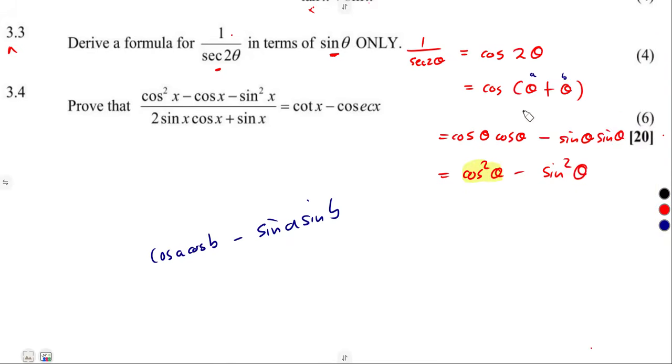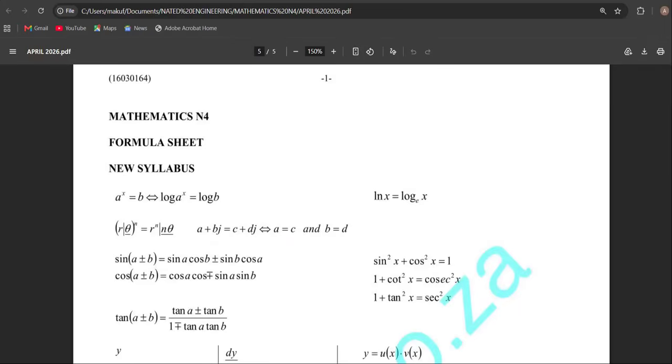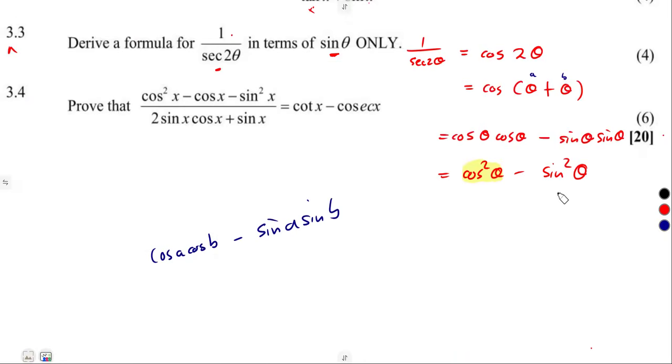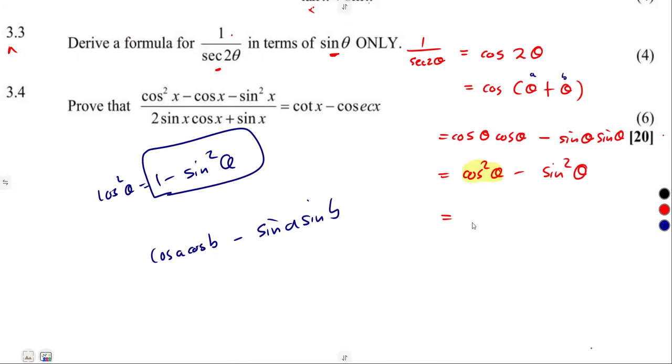Is there any identity that we can use? Yes, we have our Pythagorean identity here. We can play around and make cos the subject. So you're going to take the sine squared to the other side. So that is cos squared x is 1 minus sine squared x. So it means the cos squared theta can be written as 1 minus sine squared theta. So in place of that, we can replace with 1 minus sine squared theta, because we need it in terms of sine theta only.